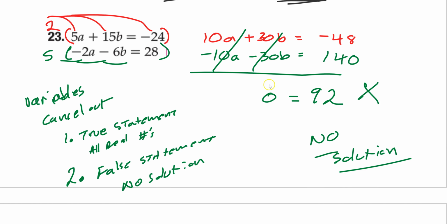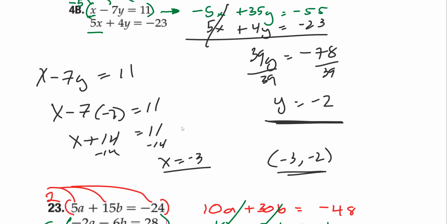So there you go. So anytime your variables cancel out, it's one of two options. It's either all real numbers or no solution. In this case, they all cancel out, so it's no solution. That's the general idea. So that's the three methods. We have elimination, which is my favorite.